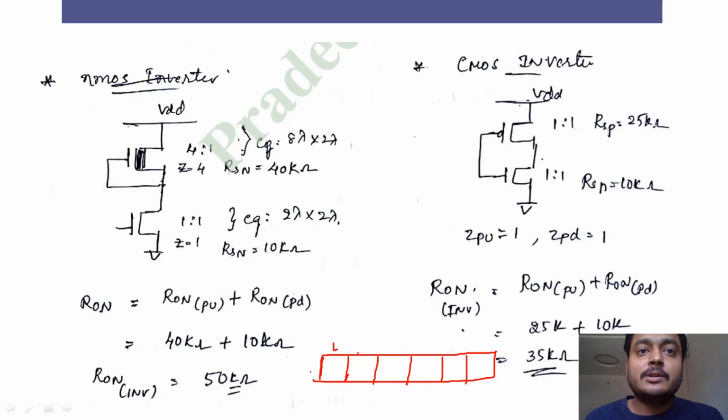So this is your L is equal to W. Okay, this is a square. So for this square we call it Rs, and we know Rs. For a particular technology we can calculate the resistance Rs easily.